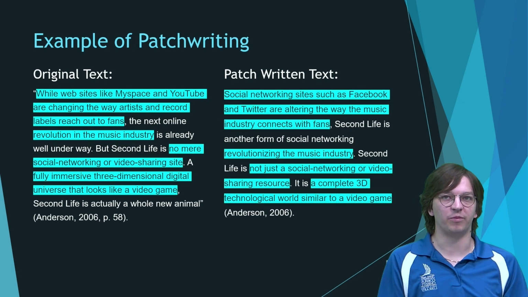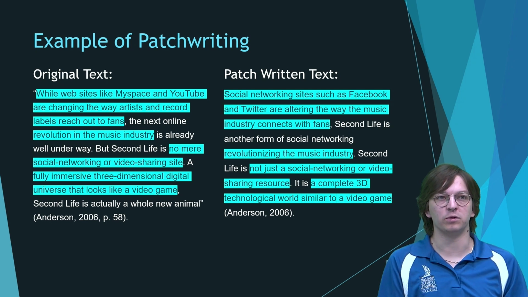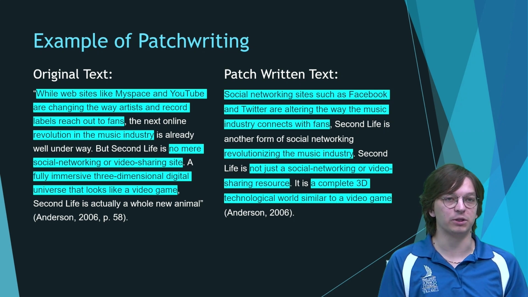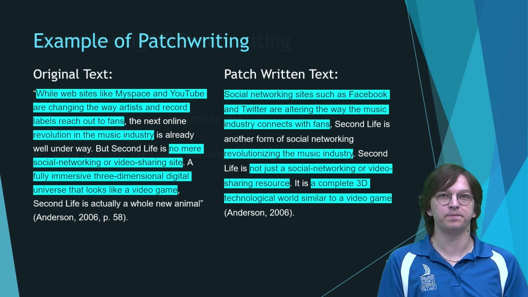Here we have an example of patchwriting, with the original text on the left and the patchwritten text on the right. A lot of similarities can be seen between the two texts, though the formatting is different. Both discuss the same information. The patchwritten text uses the original information, but changes certain words. For example, the words MySpace and YouTube are changed to Facebook and Twitter. Although there is a citation, it is not valid because the text is taken directly from the original source and just changed up a bit.